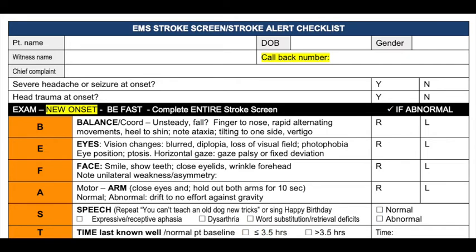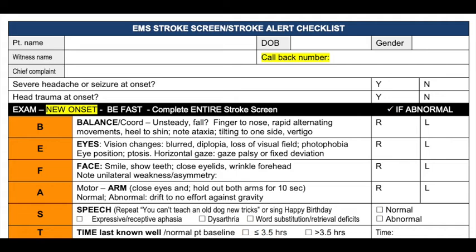Remember, we're no longer doing the Cincinnati. If you incorporate some of the Cincinnati things in addition to your BFAST, that's fine, but the BFAST should cover all those stroke assessments that we did in the past. So starting with B, it stands for balance. So is their coordination unsteady? Did they fall?